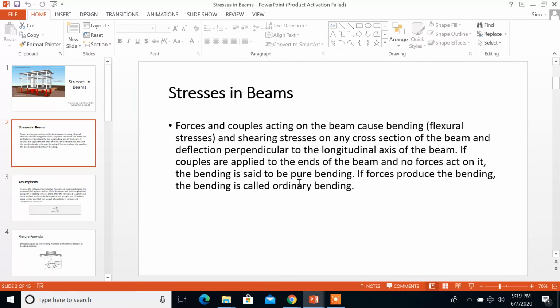So next, for the stresses in beams, forces and couples acting on the beam cause bending or flexural stresses and shearing stresses on any cross-section of the beam, and deflection perpendicular to the longitudinal axis of the beam. So if couples are applied to the ends of the beam and no forces act on it, the bending is said to be pure bending. If forces produce the bending, the bending is called ordinary bending.